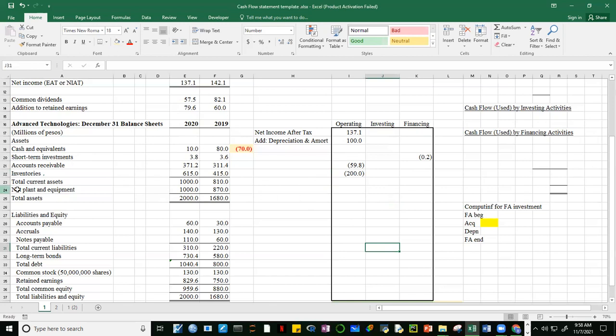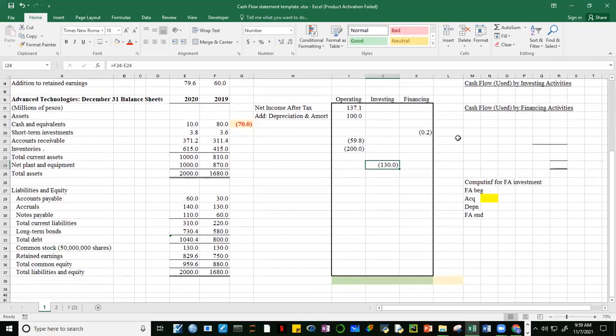Okay. Now, how about net plant and equipment? Take note, this is net plant and equipment. I'm going to discuss this further later on. Plant and equipment falls under investing activities. Okay, so there was an increase in property, plant, and equipment from 870 to 1,000. So this is a use of cash, and it falls under investing. So this is equal to 870 minus 1,000. So that's negative 130, which means a use of cash under investing.